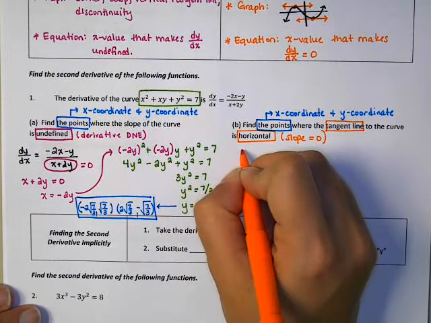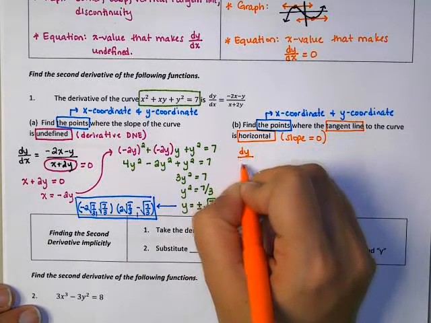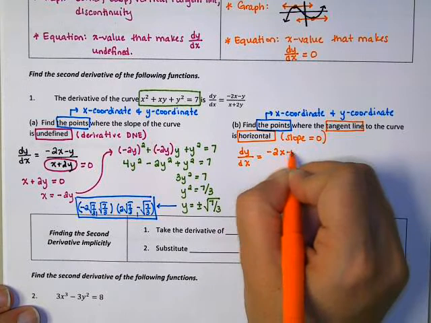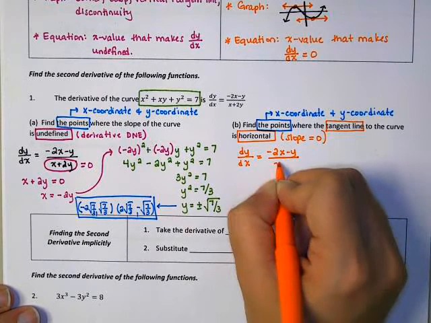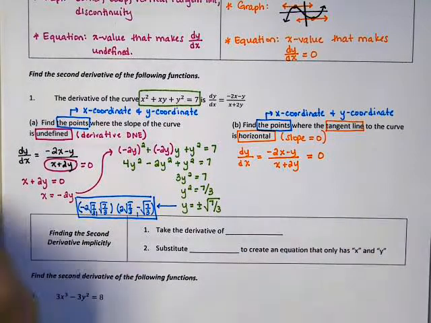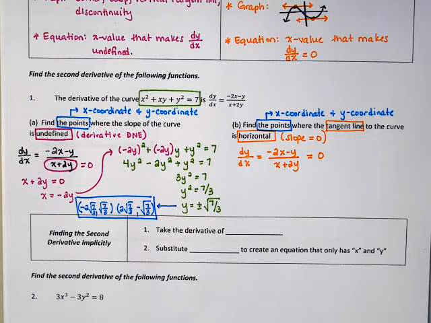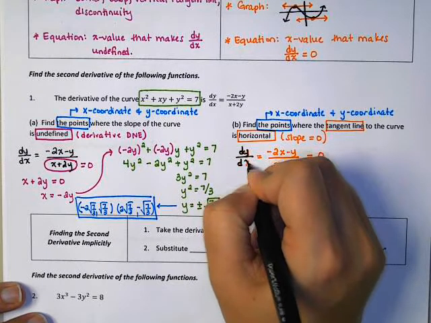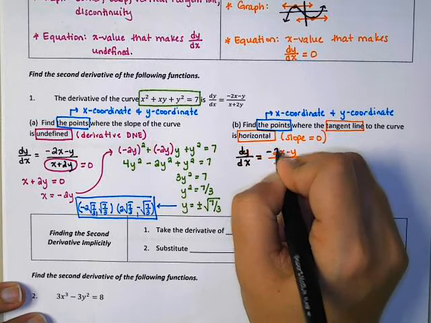So I'm going to take my derivative equation, dy over dx equals negative 2x minus y all over x plus 2y, and I'm going to make that equal to 0. And the reason I'm going to make that equal to 0 is because I want to know where my slope, where my derivative, is equal to 0.